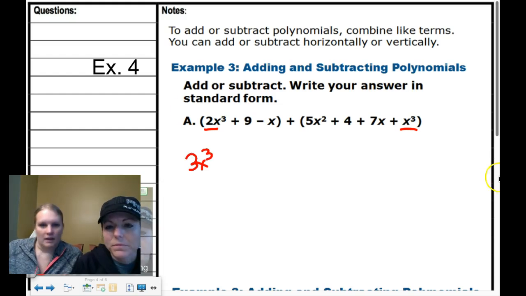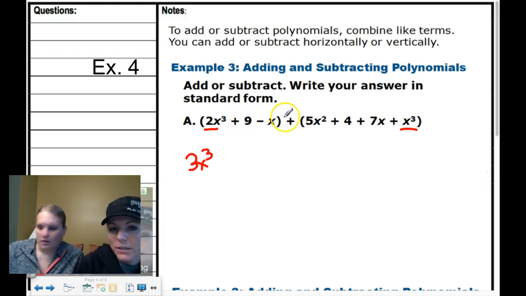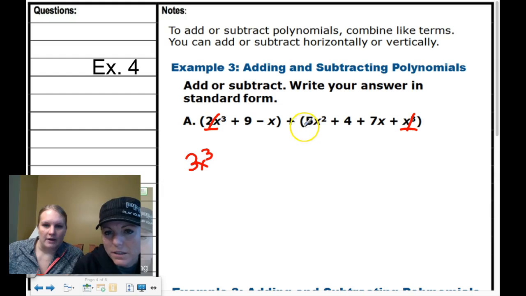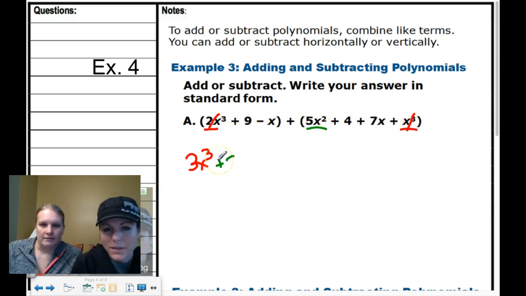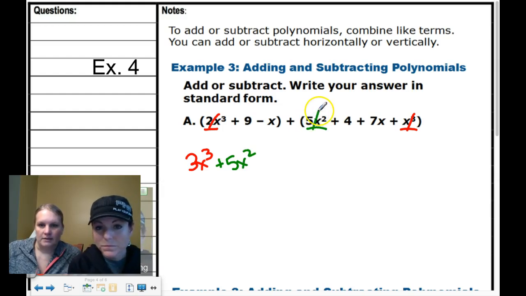And I like to cross them off as you're done. Okay, so that one's done. Now I'm going to go in order, so now I'm going to go squared. Here's an x squared. I don't see any more, so we'll just add it. 5x squared. Good. That one's done.